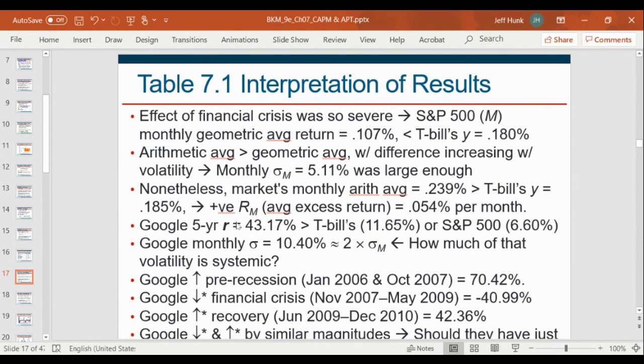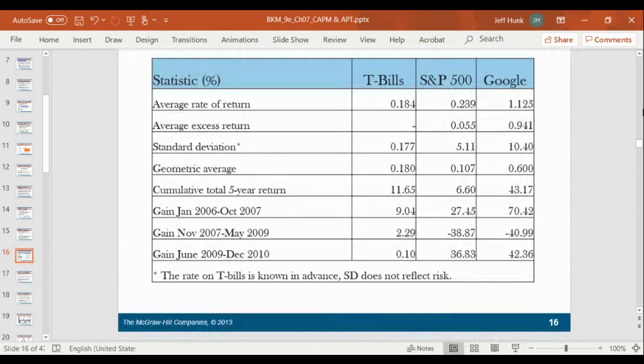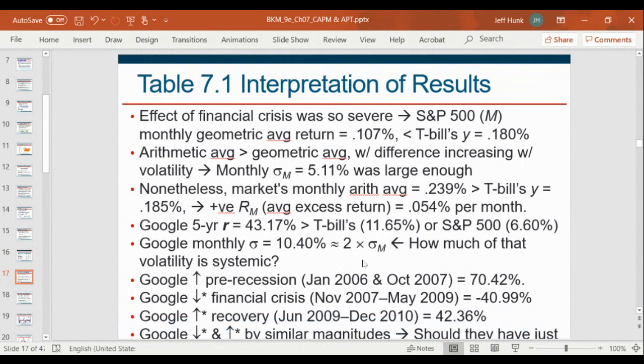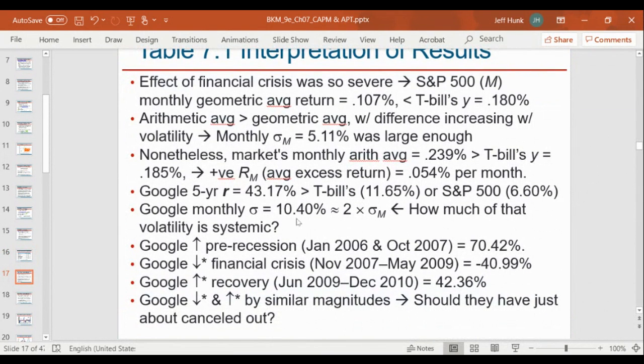So obviously that means a positive excess return for the market, right? A positive market premium. And Google's 5-year return was 43, as we saw, which is definitely greater than T-bills or the S&P 500. Google's monthly standard deviation was 10.4%, which is about 2 times the market's standard deviation. So we would wonder how much of that volatility is systematic.